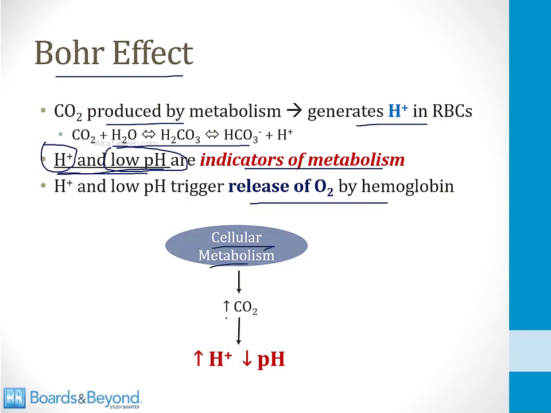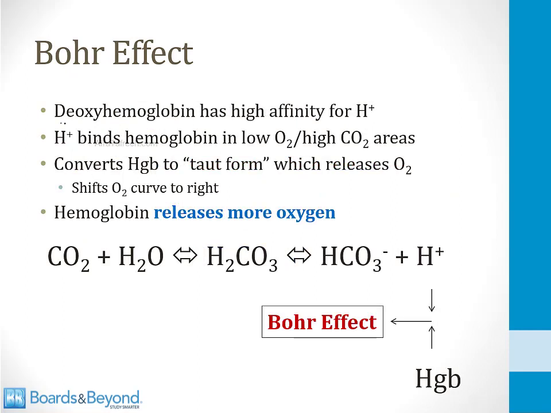When there's cellular metabolism, there's more CO2 that raises the proton count and lowers the pH, and that triggers hemoglobin to release oxygen so it can be used for metabolism. And this phenomenon is known as the Bohr effect. The way the Bohr effect works is that deoxyhemoglobin has a high affinity for protons, as we talked about earlier. This is what buffers the pH inside of red cells. When protons bind to hemoglobin, this is going to mean that the red cell is in an area with relatively low oxygen and relatively high carbon dioxide because there's lots of protons around.